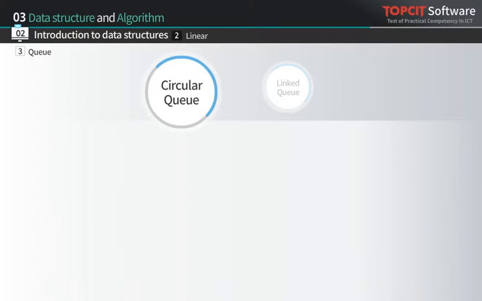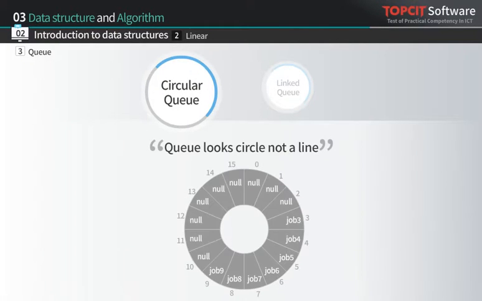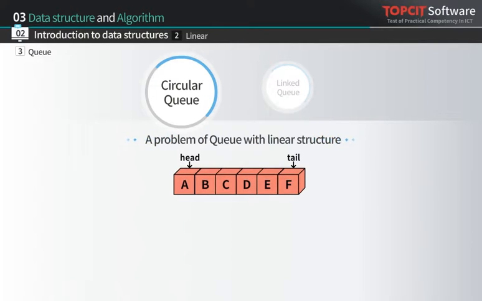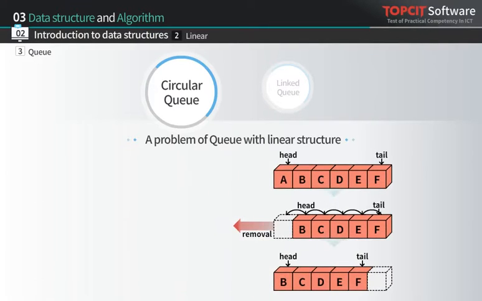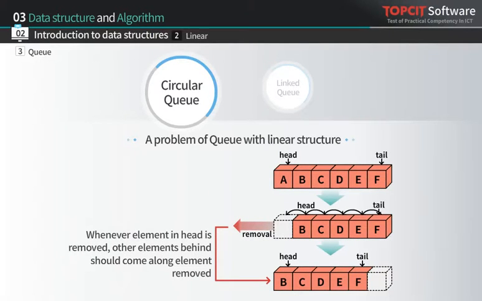Now let's look at the circular queue. It is a queue that looks like a circle, not a straight line. The circular queue is designed to solve the problem of queues with a linear structure by making the queue circular. The next picture shows the operations associated with removal in a queue with a linear structure. Initially, there are 6 elements in the queue, but A at the front gets out, and all the next elements, B, C, D, E, and F, move forward. Whenever an element is removed at the front, the other elements behind it should move along.